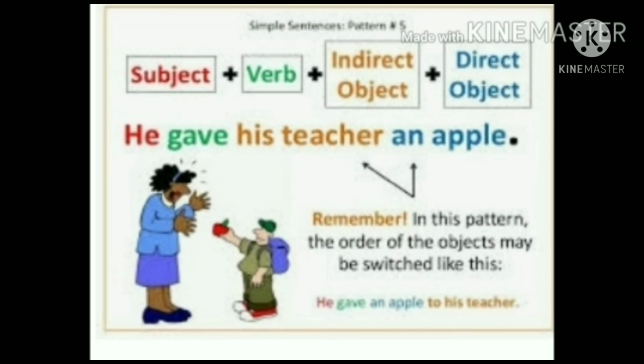Now, remember in this pattern the order of the objects may be switched like this. You can interchange the words: He gave an apple to his teacher. Even though we interchange a few words, the direct and indirect object are going to be the same.